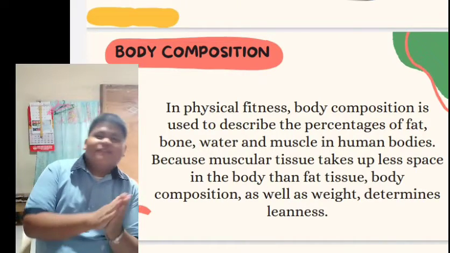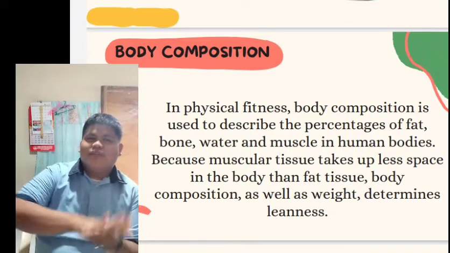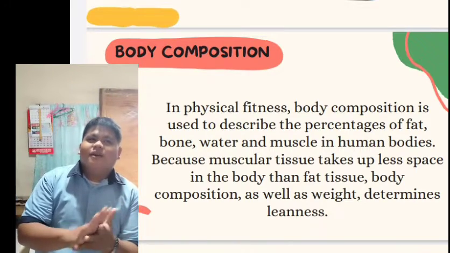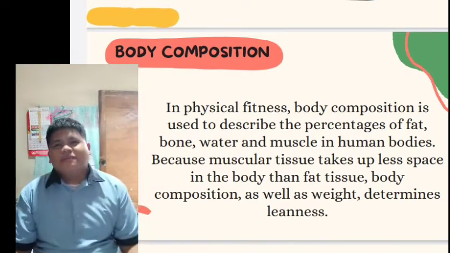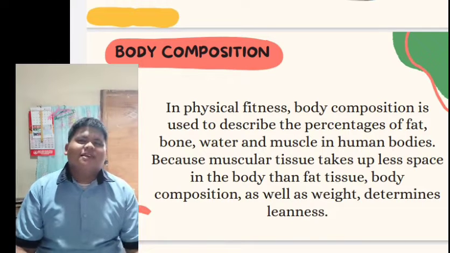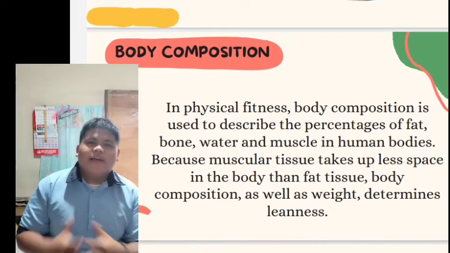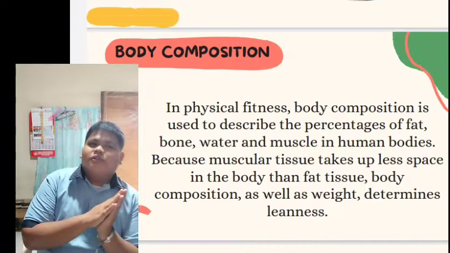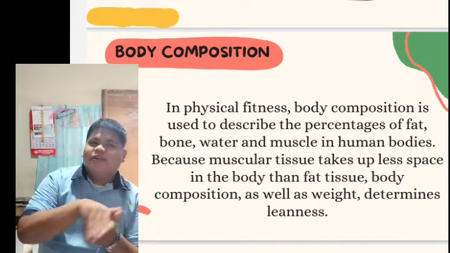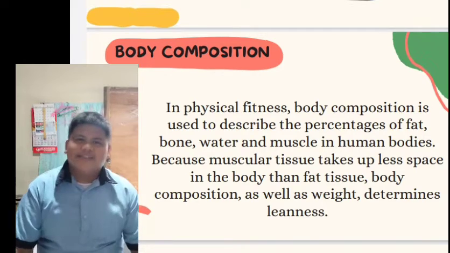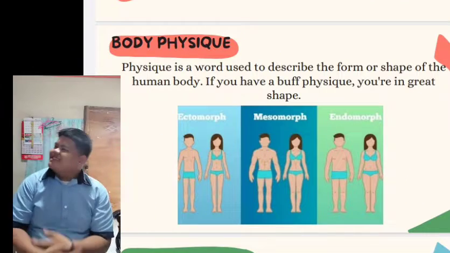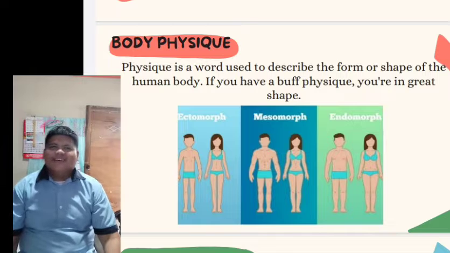So, body composition describes the proportion of fat, bone, water, and muscle that a person has. Measuring a person's body composition will determine his fitness. That is why measuring body composition is important. Why? Because it will help us to know what area to work on to improve our overall health and wellness. Here you go. The next slide is the body physique.